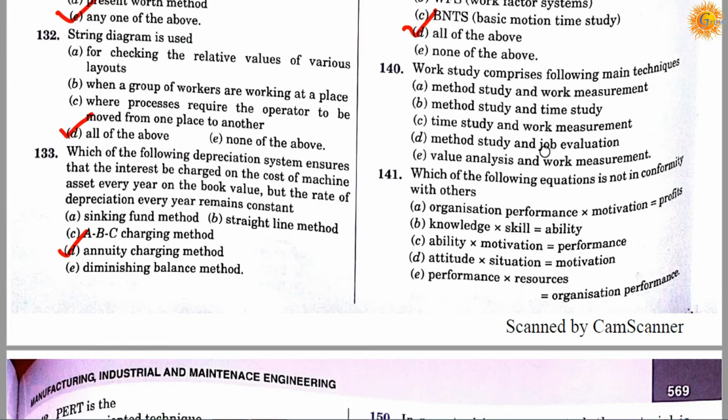Okay. Question number 140. Work study comprises the following main techniques. Option A, method study and work measurement. Option B, method study and time study. Option C, time study and work measurement. Option D, method study and job evaluation. And option E, value analysis and work measurement. So the correct answer is A. It means work study implies method study and work measurement.